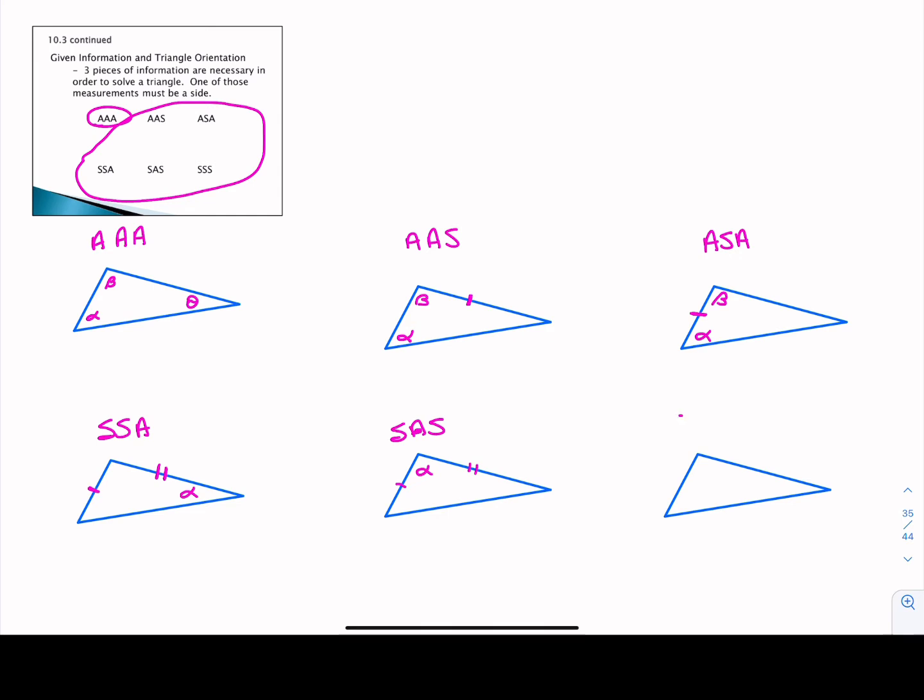Last but not least, we might give you 3 side lengths. So if you're given side length 1, side length 2, and side length 3, you would have an SSS orientation. Now it's important for you to note that these orientations can change from one example to the next, but it's also important for you to note how these orientations work together, because the sine law is going to be used for very specific orientations only.